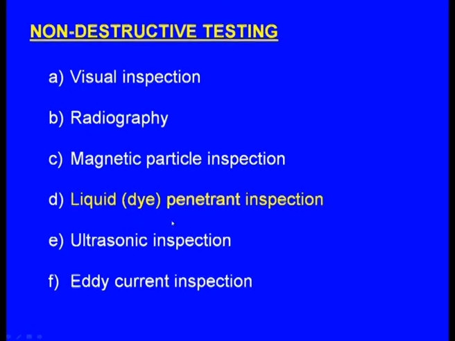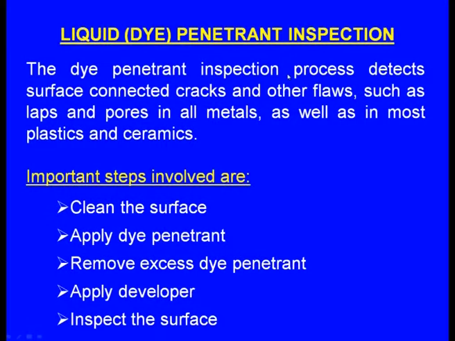Next one is the liquid penetrant inspection. This is also known as dye penetrant inspection. What is the principle? The dye penetrant inspection process detects surface-connected cracks or other flaws such as laps or pores in all the metals as well as in most plastics and ceramics. Now, important steps involved are: clean the surface, apply dye penetrant, remove excess dye penetrant, apply developer, inspect the surface.